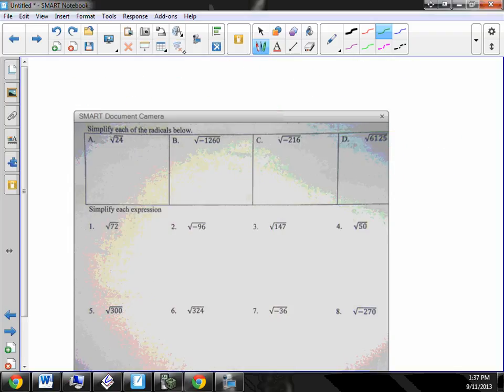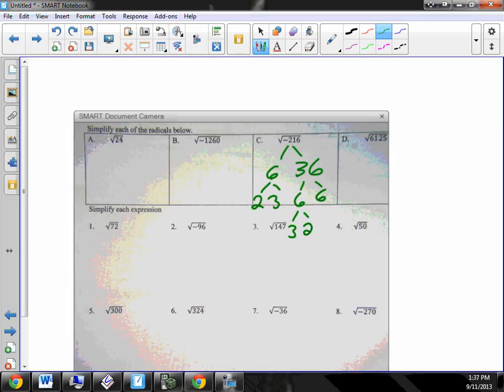All right, letter C. What goes into 216? 3 does, because 2 plus 1 plus 6 is 9. But 2 also goes into it. So if 3 and 2 go into it, 6 must. 8 does, so 6 and 36. 2 and 3. 6 and 6. 3 and 2. 3 and 2.